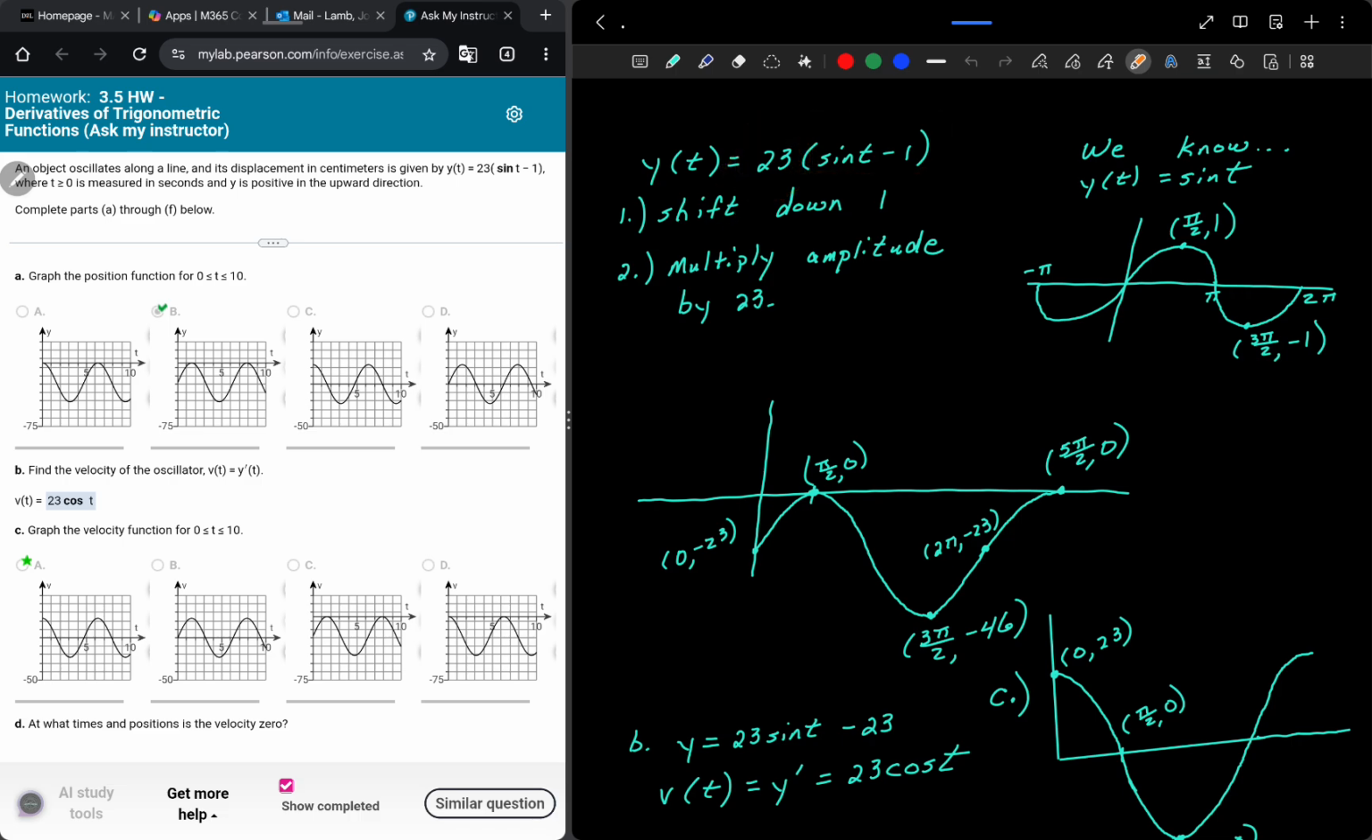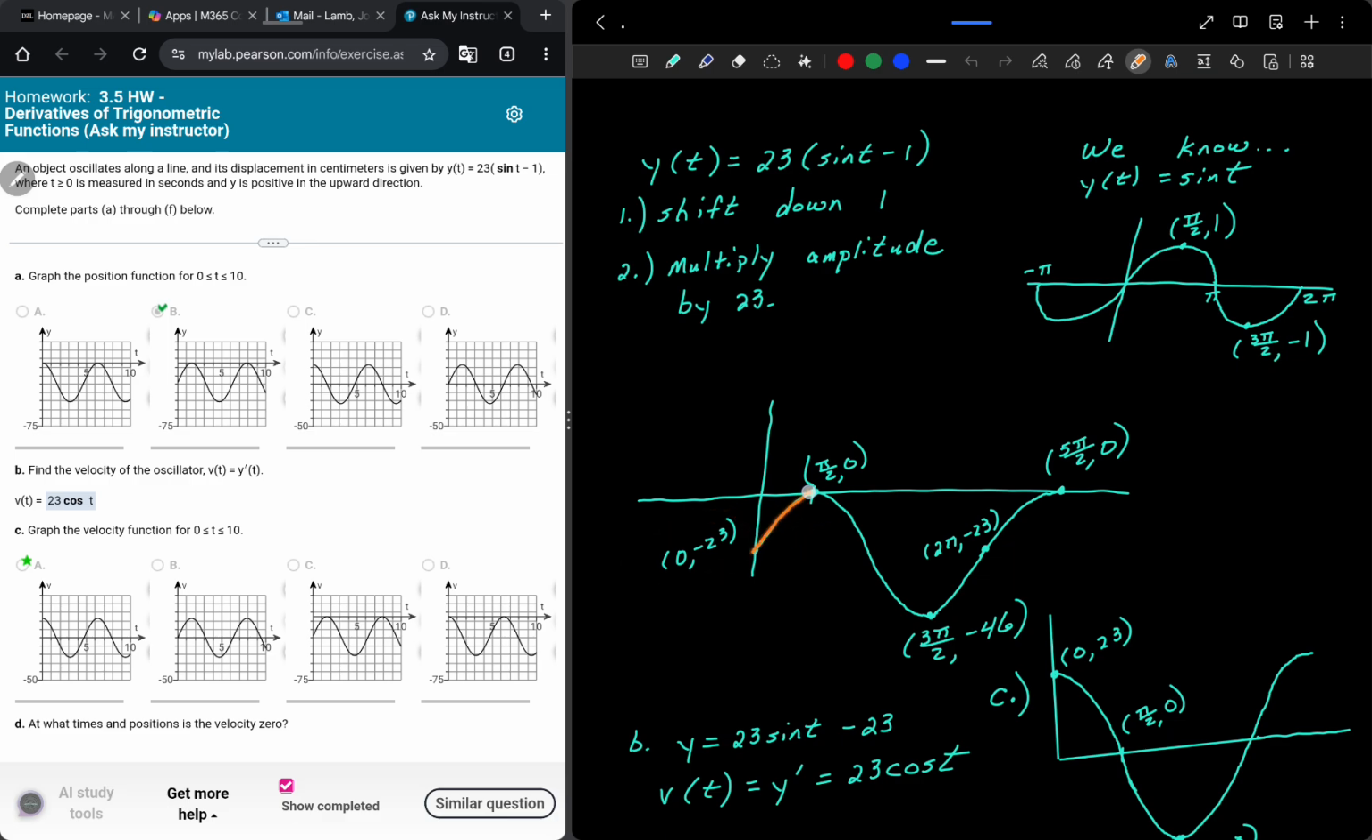Now, after I shift it down 1, that group is then multiplied by a factor of 23. Well, that's just going to multiply the amplitude. So whenever I'm thinking about that, I can say, well, my sine function would have had a value of 0 at pi over 2. When you multiply that by 23, you still have a value of 0 at pi over 2. Now, the value that would have been at the origin is shifted down 1. Then you multiply that by 23. That's why I knew I start at the ordered pair 0, negative 23.